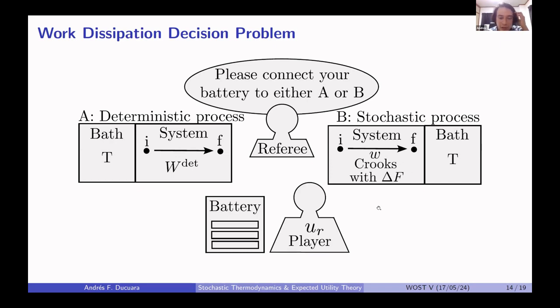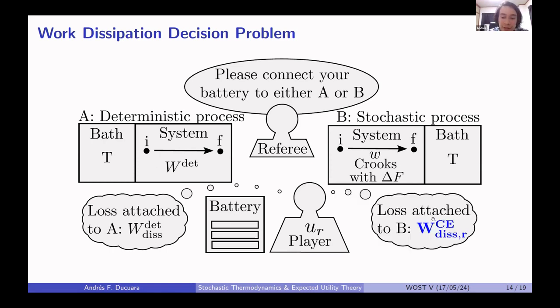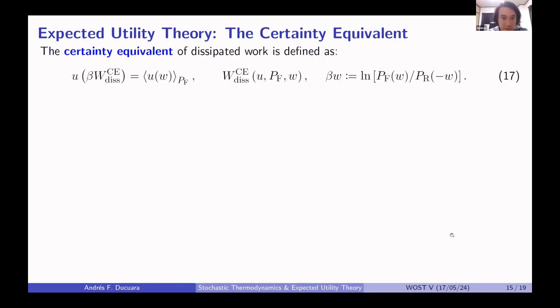Given this, we can ask the same type of question. We want to resolve the decision problem. Again, the value that the player assigns to the deterministic process is just the same number. Whilst for the stochastic process, with the tools that we have from utility theory, the value that the player assigns to this process is given by the certainty equivalent. Then the point is we need to calculate this, and we know how to do that. This is the definition, and this is Crooks theorem.